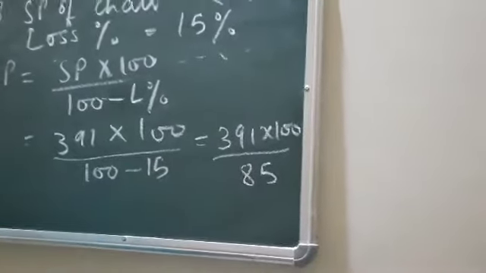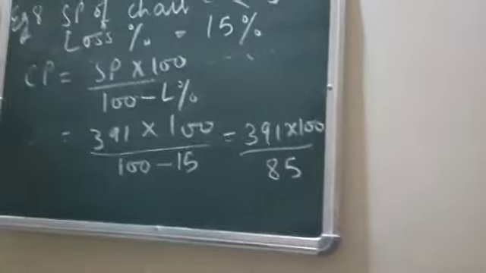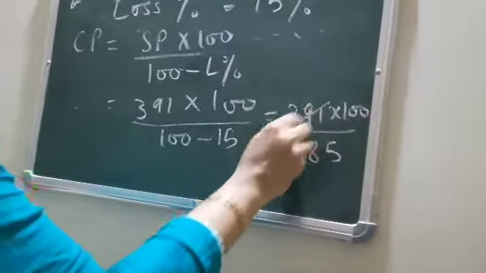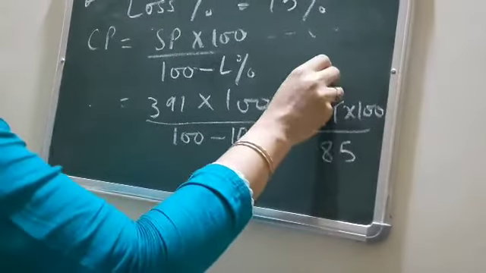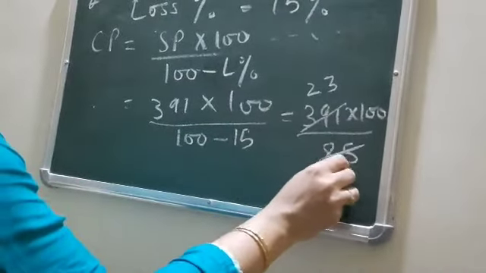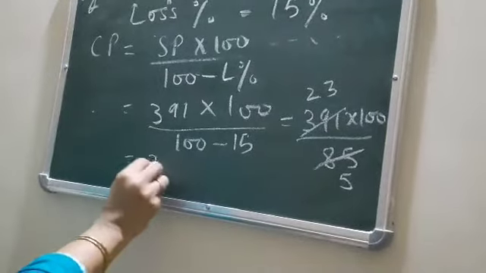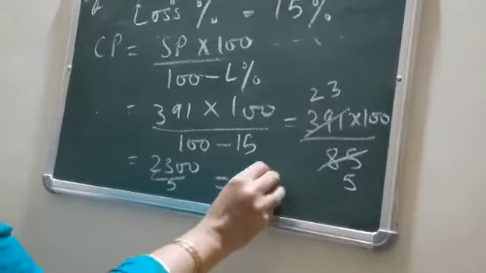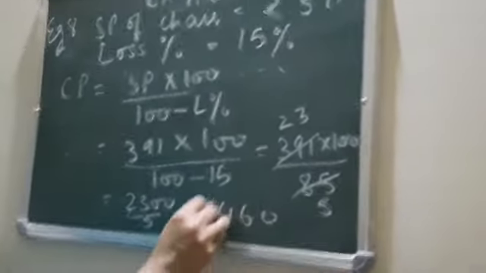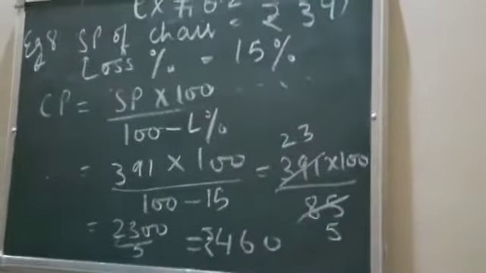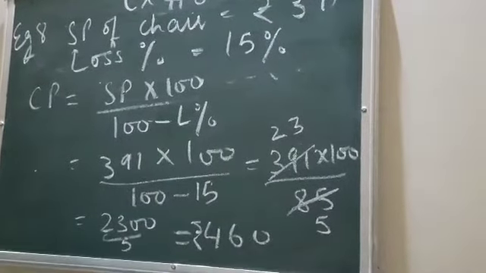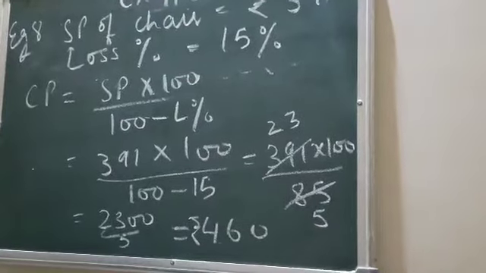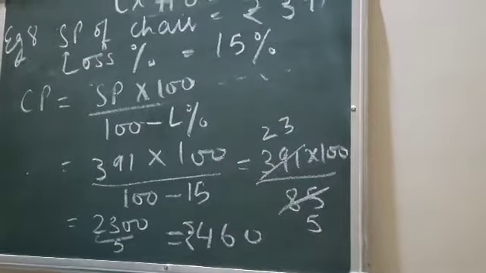So the formula related to loss percent, we'll write now: SP into 100 upon 100 minus loss percent. So just put the values, 391 into 100 upon 100 minus 15. Just subtract it first. 391 into 100 upon 85. Now 85 and 391, we have to see. 85 goes in the table of 17, so we'll check whether 391 goes in the table of 17 or not. 17 twos are 34, and yes, it is going. 17 threes are 51. 17 fives are 85. So 23 into 100 upon 5. Solve it. 23 into 20 is 460. So the answer is rupees 460. Right? So this is example number 8. It was simple, same as example number 7. Move on to example number 9.